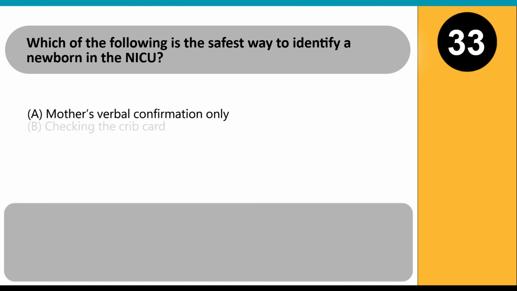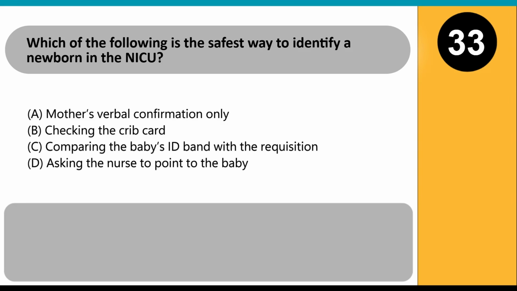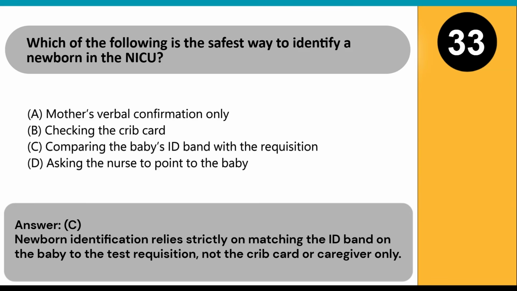Which of the following is the safest way to identify a newborn in the NICU? A. Mother's verbal confirmation only. B. Checking the crib card. C. Comparing the baby's ID band with the requisition. D. Asking the nurse to point to the baby. Answer C. Newborn identification relies strictly on matching the ID band on the baby to the test requisition, not the crib card or caregiver only.